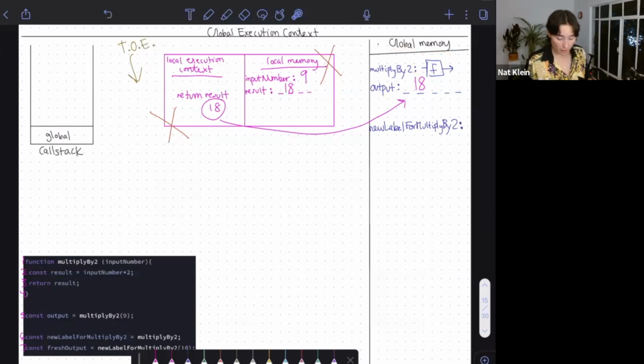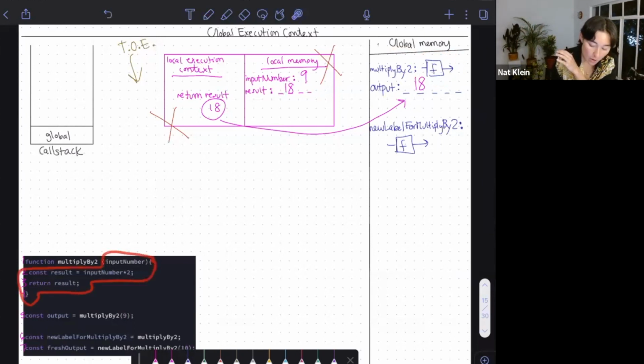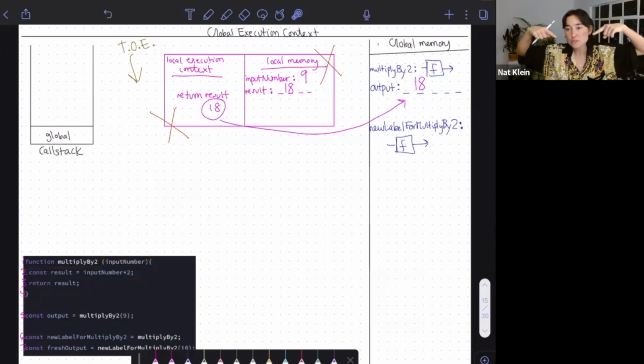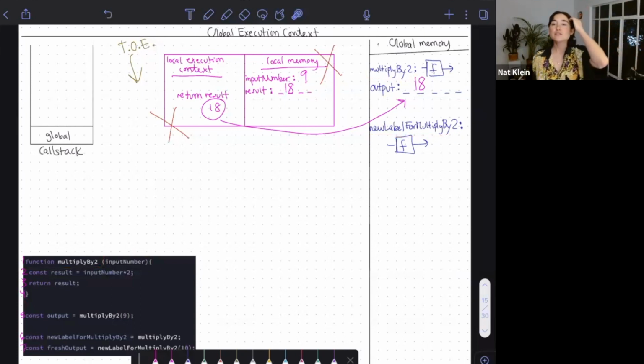And so what's actually going to be stored under this new label for multiply by 2 is this whole function definition. And remember what I said on the last slide, function definitions, we can have one function definition as we do in this case, everything here. But now it's being pointed at by 2 different labels. So it's now the same function definition is being pointed at by multiply by 2, as well as this new label for multiply by 2. So the same function definition can have multiple labels. That's the important takeaway from line 6. So let's see how that works out when we get to line 7.